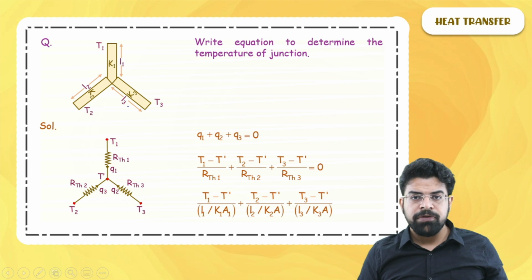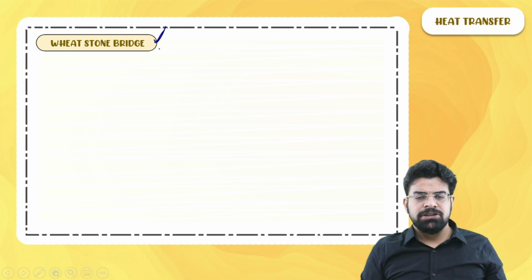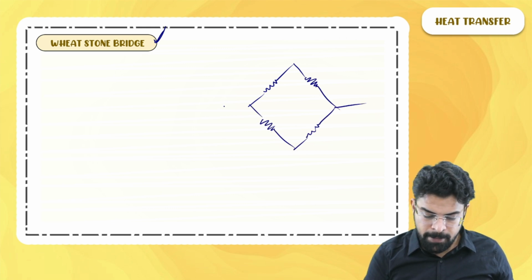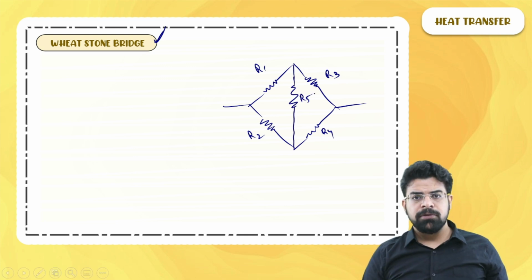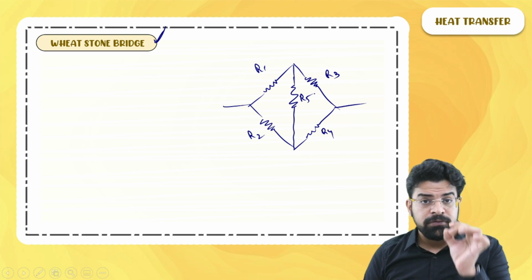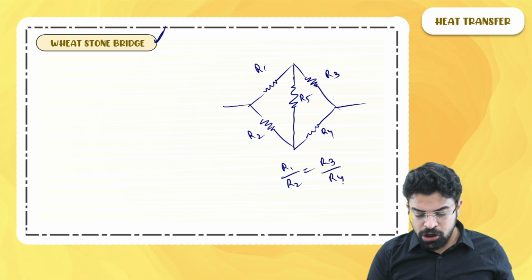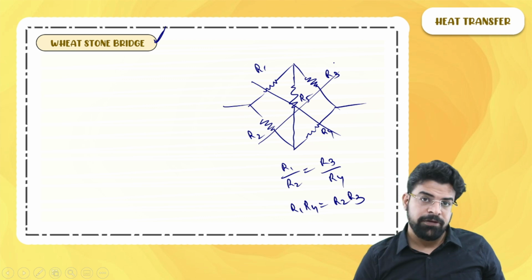Okay. Moving on to the next case, the Wheatstone bridge for thermal conduction. You have learned that there is something called a Wheatstone bridge. If we have four resistances R1, R2, R3, R4, and there is one more resistance joining in the middle, let's call it R5, then no current flows through R5 when R1 by R2 equals R3 by R4, or R1 R4 equals R2 R3.